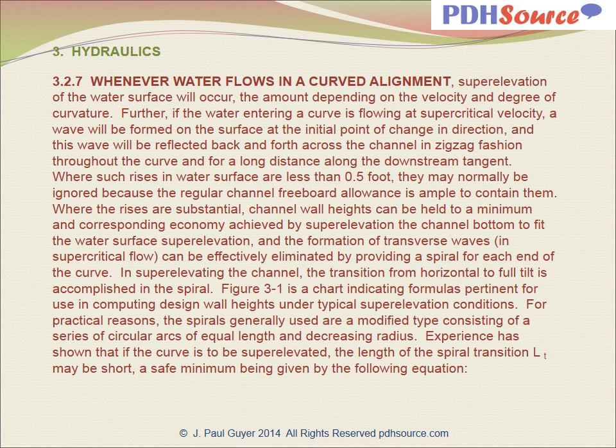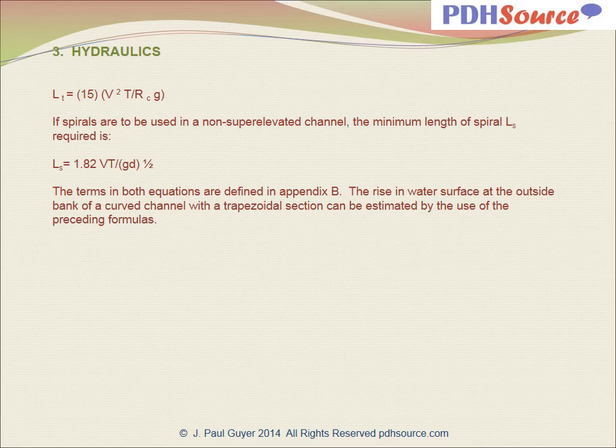Experience has shown that if the curve is to be superelevated, the length of the spiral transition, L sub t, may be short, a safe minimum being given by the following equation. L sub t is equal to 15 times V squared times T divided by R sub c times g. L sub t is the length of the spiral in feet for a superelevated channel. V is the mean velocity of water flow in feet per second. R sub c is the radius of curvature of the center line of the channel in feet, and g is the acceleration due to gravity in feet per second squared.